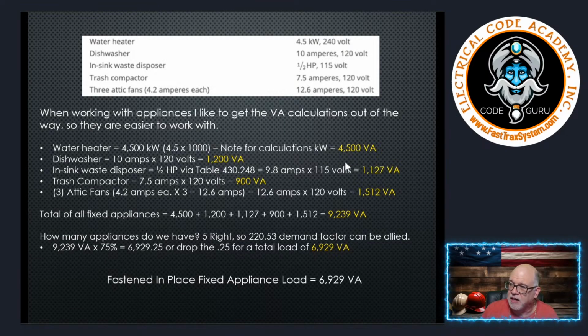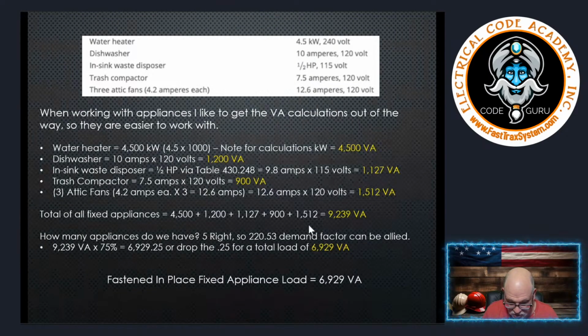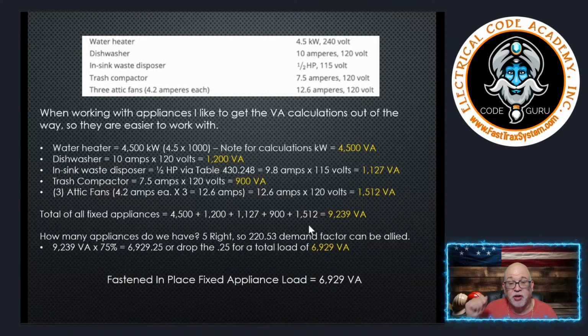Now, since we've already done this math right here, I'm just going to take that 9,239 and subtract 4,500 from it. So 9,239 minus 4,500, and that gives me 4,739. I'm going to take that number and multiply that by 75%, right? Because we do have 4 more appliances.